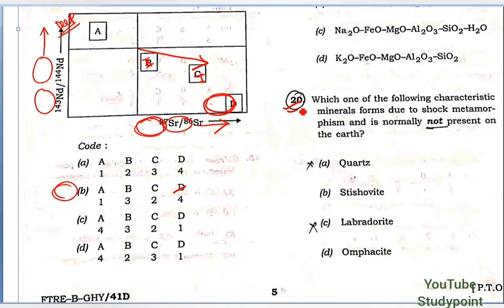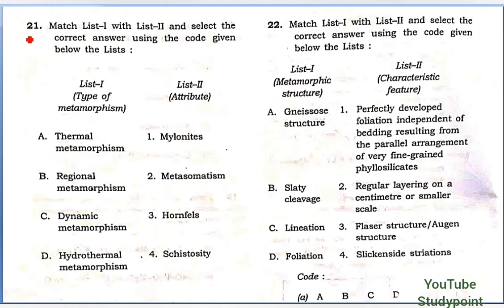Next question number 20. Which one of the following characteristic minerals formed due to shock metamorphism and normally not present on the earth? So, right answer is option B, stishovite, because in shock metamorphism, materials are permanently changed as a result or leads to formation of the high pressure polymorph of various minerals. So, this is also present in the earth, this is also, so this is not. The next question number 21.